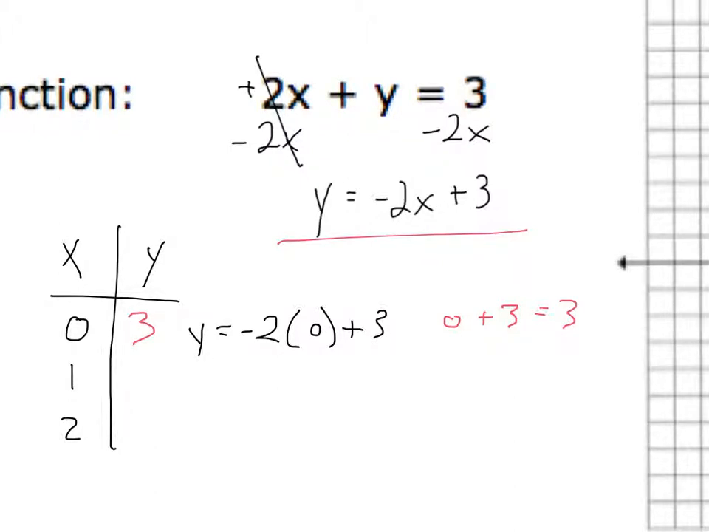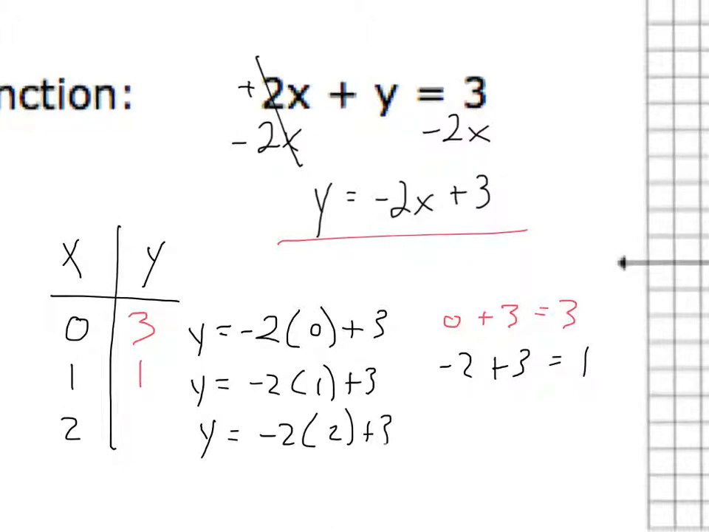Okay, next one. We have y equals negative 2 times 1 plus 3. Negative 2 times 1 gives you negative 2. And if you add 3, that would give you 1. And lastly, let's plug in our 2 here. So y equals negative 2 times 2 plus 3. Negative 2 times 2 is negative 4. And if you add 3 to that, that would give you negative 1.